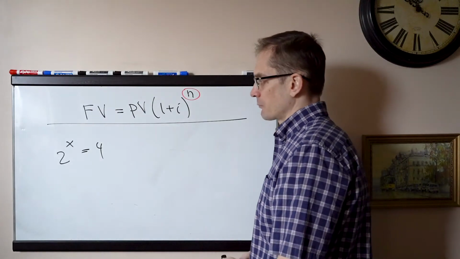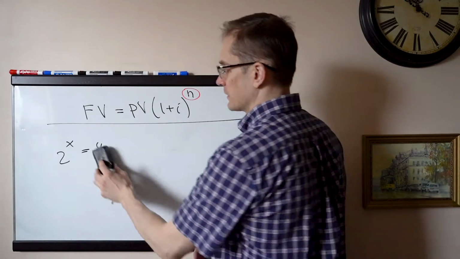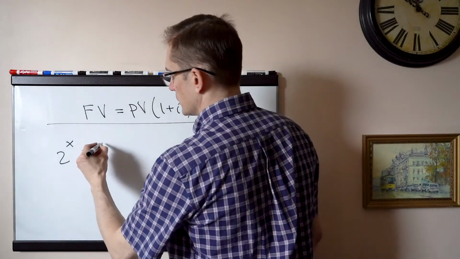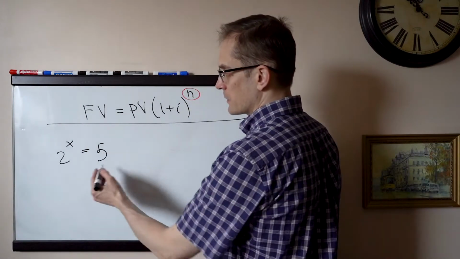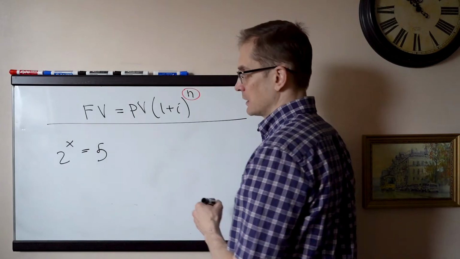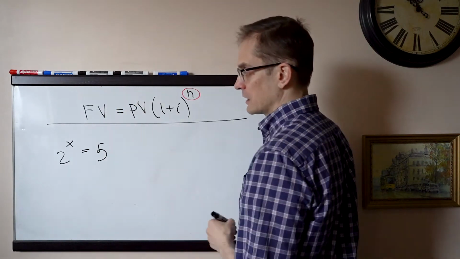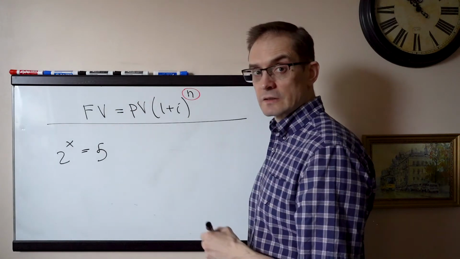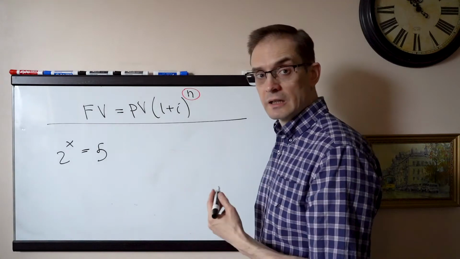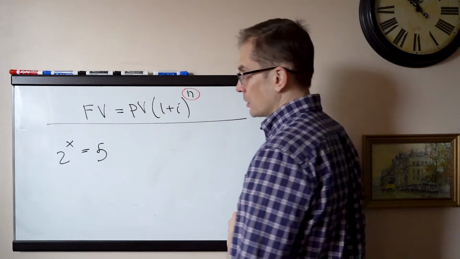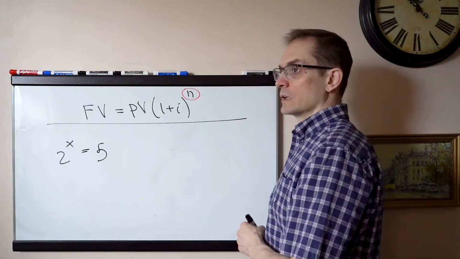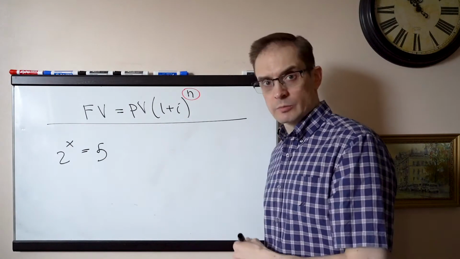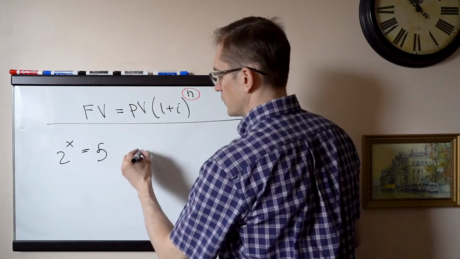But what if I change this to 5? If the result of the exponent is 5, then you cannot right away tell me what that x should be. So we need some technique to find that x. Well, you can say, what if I use that previous technique of taking the 1 over x exponent? What happens? Okay, it doesn't hurt to experiment.